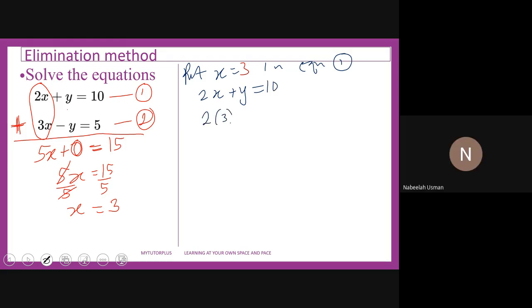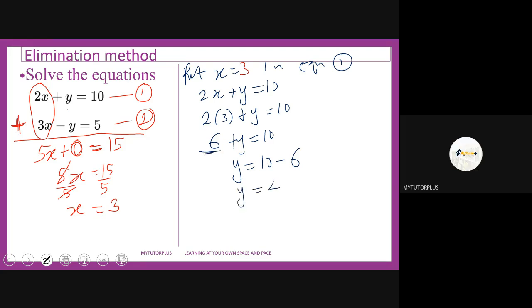The second step is 2 into bracket of 3, close the bracket, plus y equals 10. 2 times 3 gives 6. Then we have 6 plus y equals 10. Collect the like terms: y equals 10 minus 6, because the 6 was positive initially. That gives us 4. Therefore, x equals 3 and y equals 4. That will be our final answer for this.